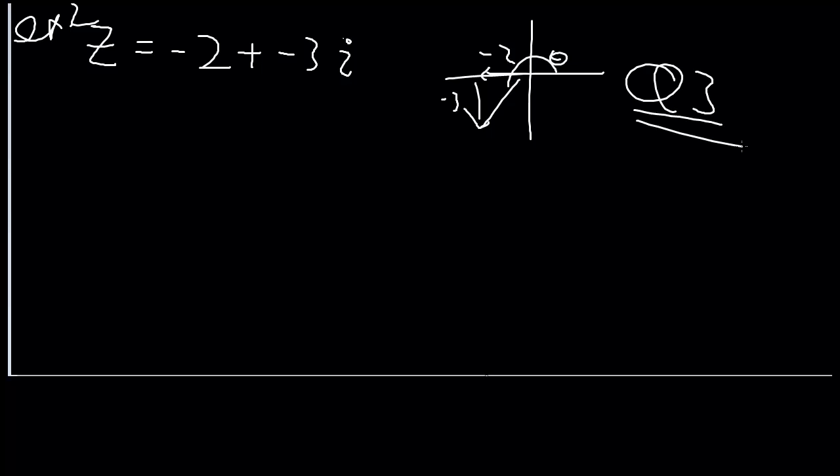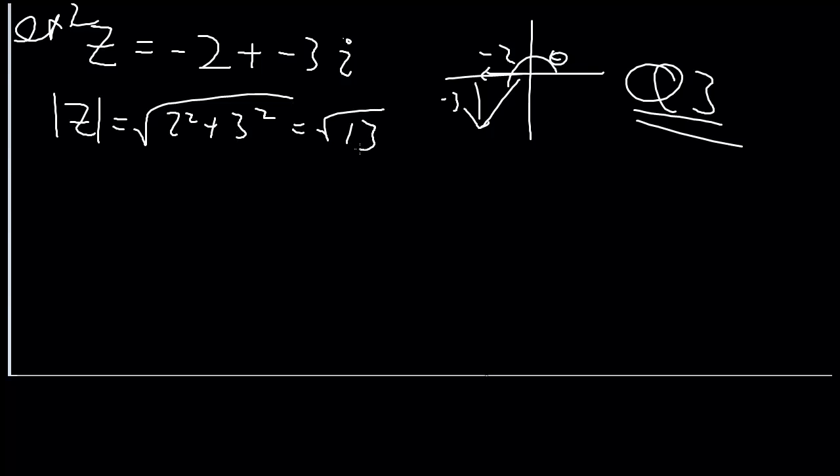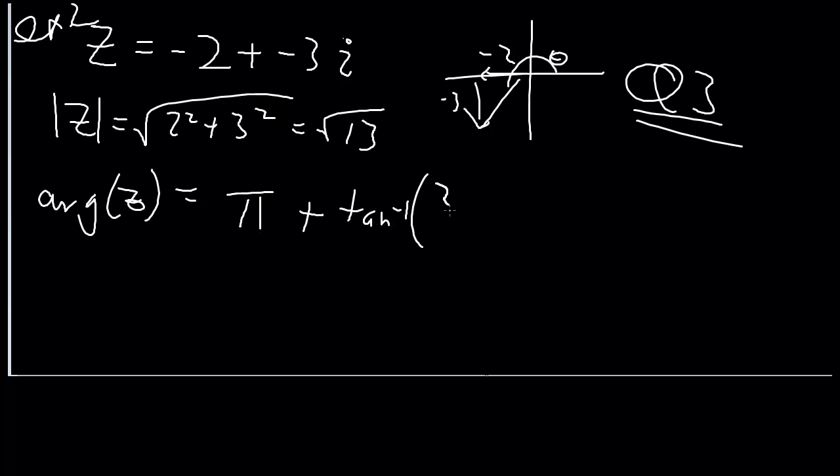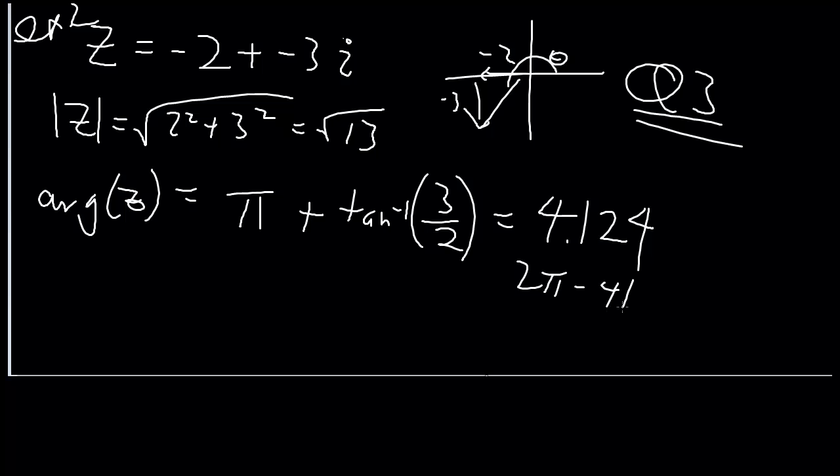So with Q3, we have to be a little more careful about our angles. So magnitude we still get the same way, which is the square root of 2 squared plus 3 squared, square root of 13. And then the argument of z has to be pi plus the inverse tan, because the reference angle is only giving us from 0 to pi over 2. And that altogether gave us 4.124.